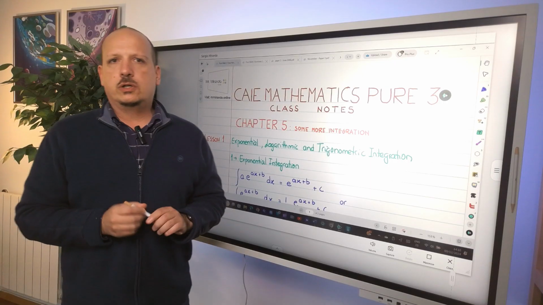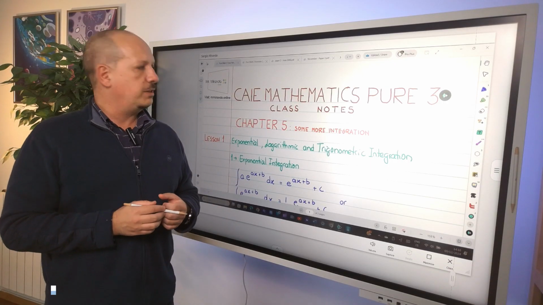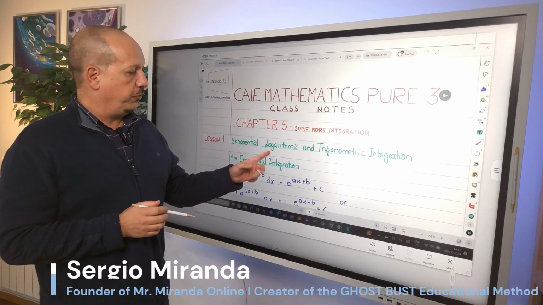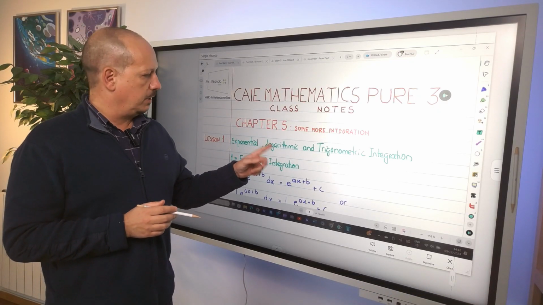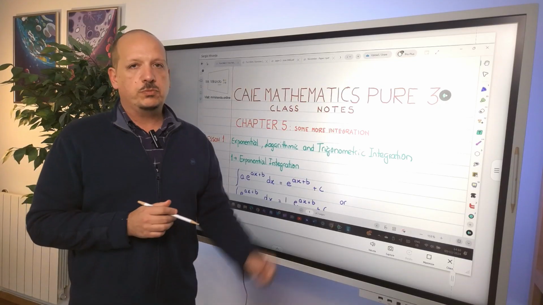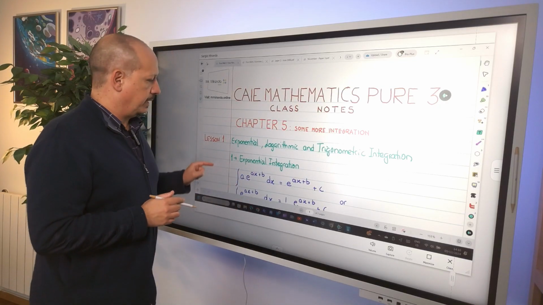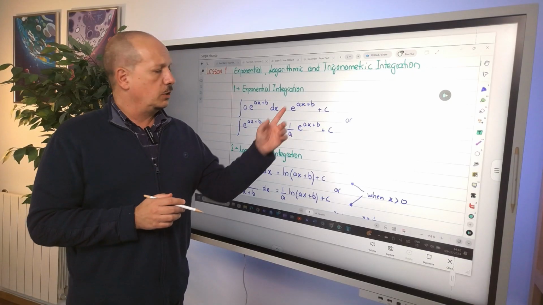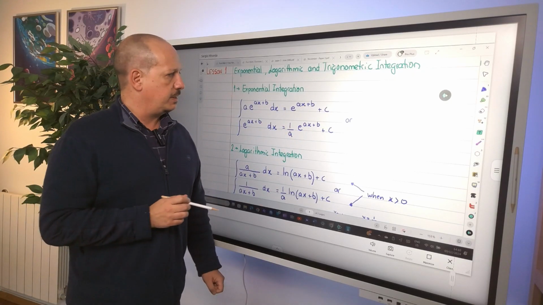In chapter 5, we are going to extend what you learned last year about integration to the exponential function, to functions involving the logarithm, and to trigonometric functions. Let's start with the exponential function. And let's look back at what you learned in the previous chapter.